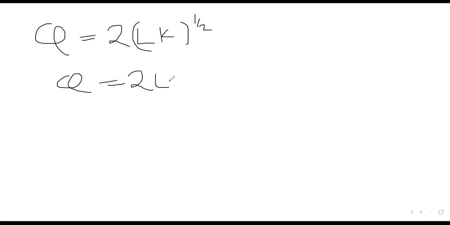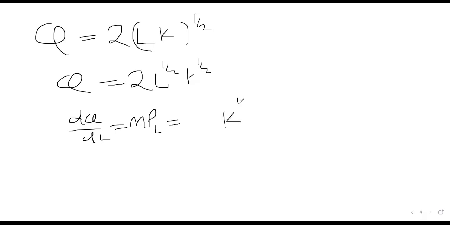So let's try to differentiate. Suppose we had a function like Q = 2L^(1/2) K^(1/2). This can be written as 2L to the power half, K to the power half. So let's differentiate Q over L. This is called the marginal product of what? Of labor.